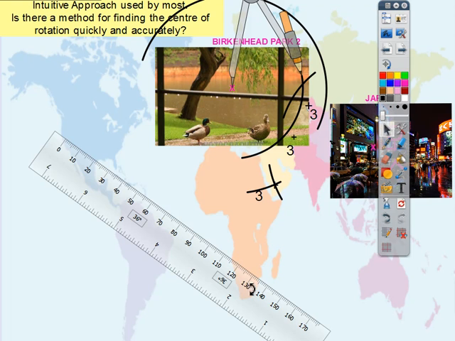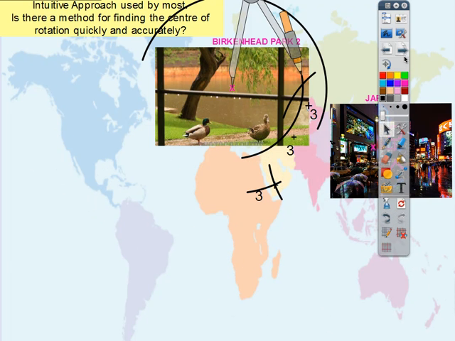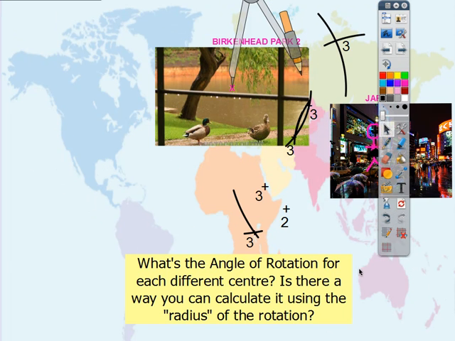And then you can take that a step further. So let's just get rid of the ruler so we can see a bit more clearly. Is there a way we can calculate the angle? So now we've got the way of finding different centres. Is there a way we can calculate the angle?